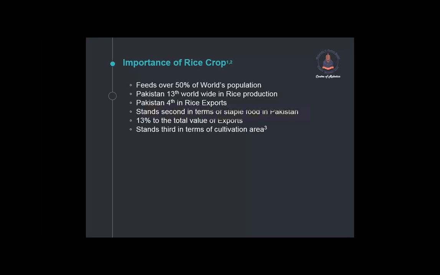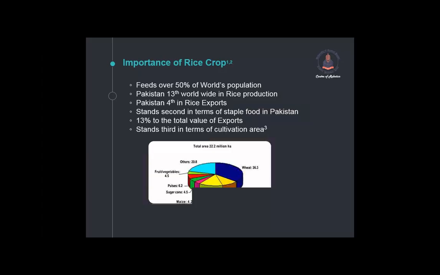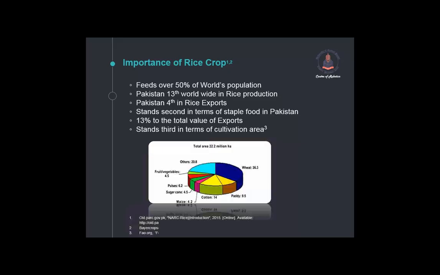So you have the total area. You can see 36% of the cultivated area in Pakistan is wheat, and 9.5% is rice. Since a lot of rice is not eaten here, a lot of rice is exported from Pakistan. The third largest crop is cotton, and we have actually started working on cotton, and we also have some results from cotton crops.